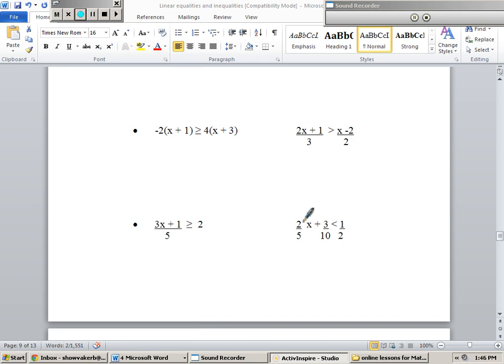Common denominator 10. Multiply by 2, multiply by 1, multiply by 5. 4x plus 3 is less than 5. Subtract 3. 4x is less than 2. Divide by 4. X is less than a half. Distribute, lose a fraction, combine like terms, bring variable to one side, solve. But during your solving, if you divide or multiply by a negative number, the sign switches directions.